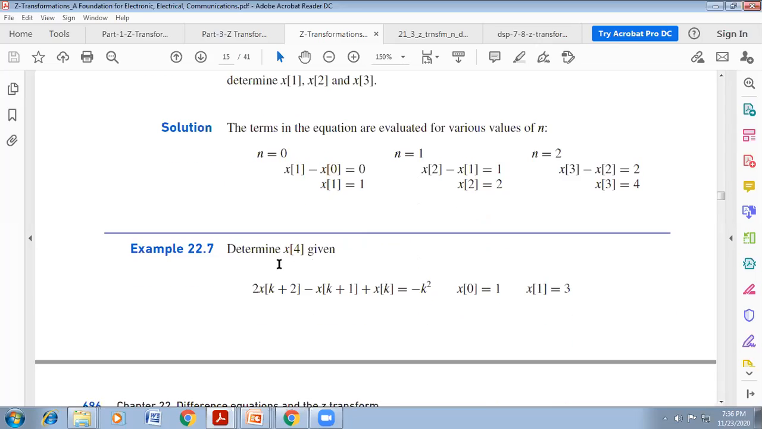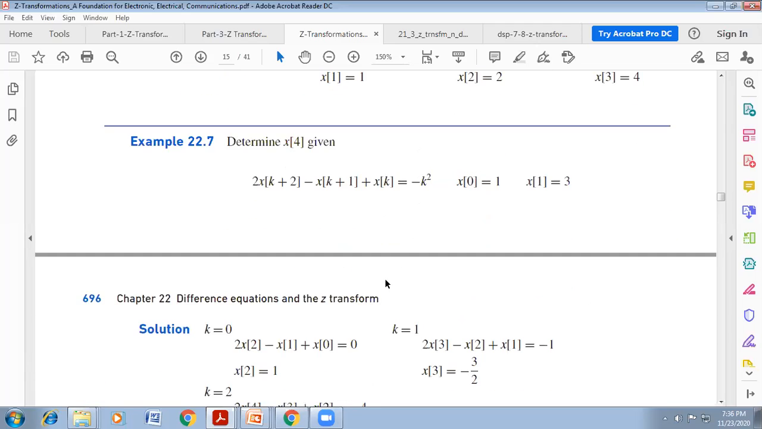Now determine x4 in the given difference equation. Okay, this is actually a second order difference equation. This is why two initial value conditions are assigned. Understand? This is the second order.